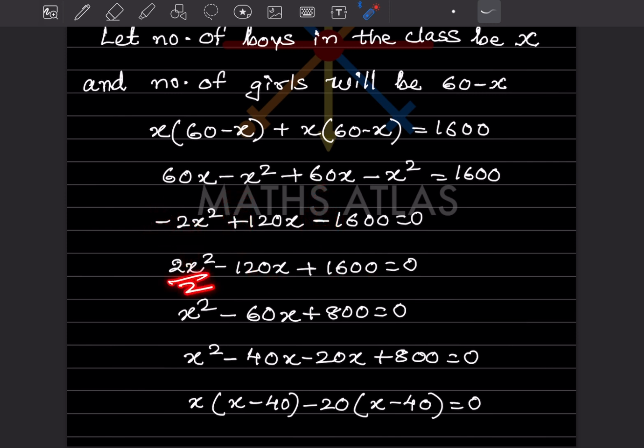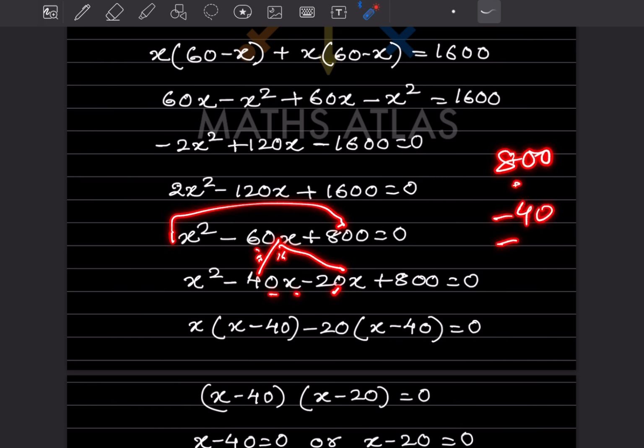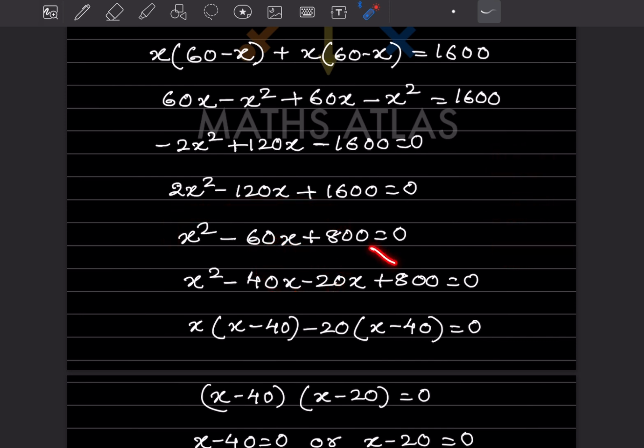Now we can divide this by 2. So that will be x square minus 60x plus 800 is equal to 0. So now what will you do? Again, you are going to take the factors of 800. So split the middle term. After taking the factors, you can check them. I have already done it. So that will be minus 40x minus 20x, since minus 40 minus 20 is going to be minus 60, plus 800 is equal to 0.